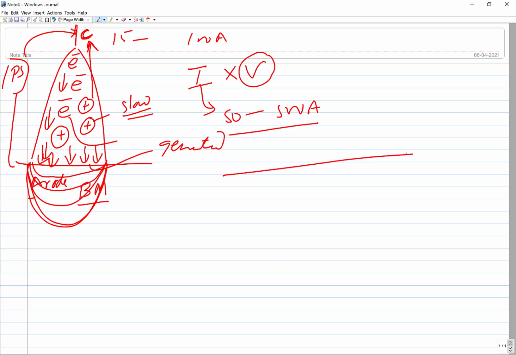Okay, there is another aspect. Say here this is the location of the welding arc and you are moving the arc at a certain speed.